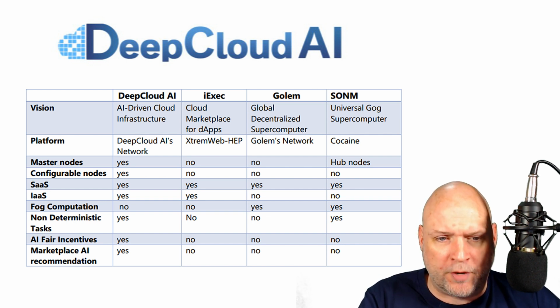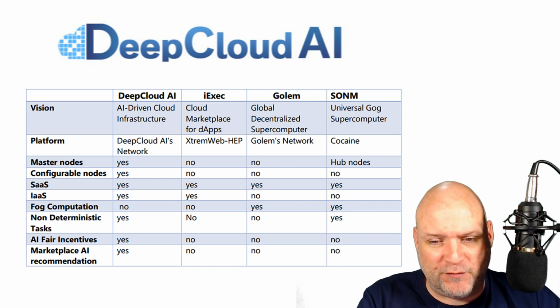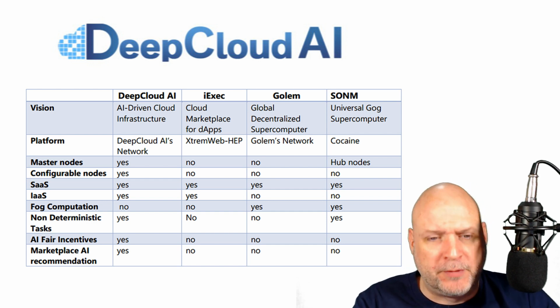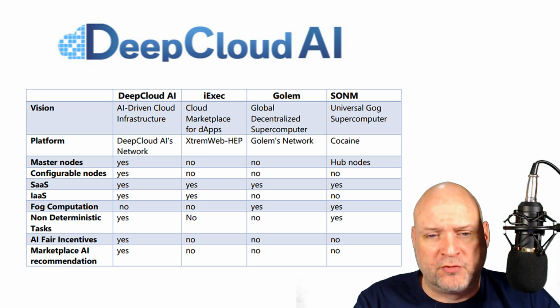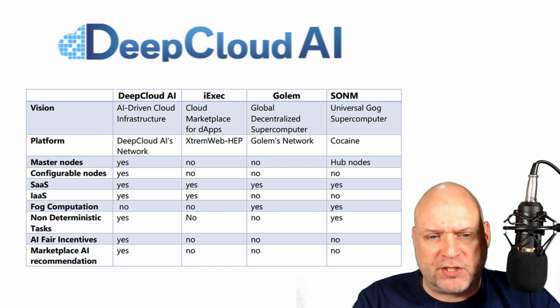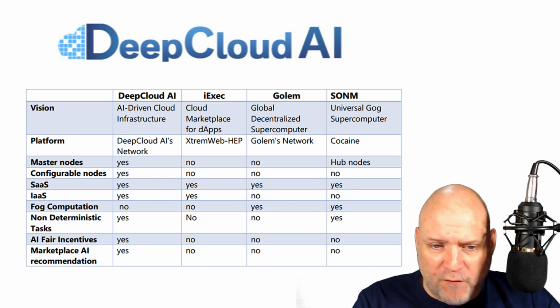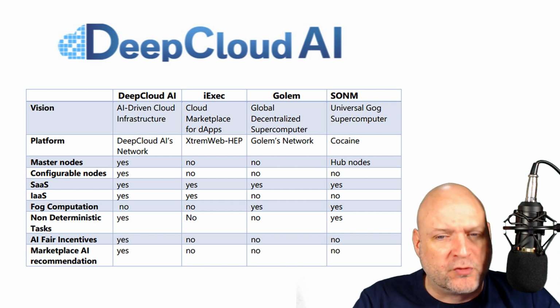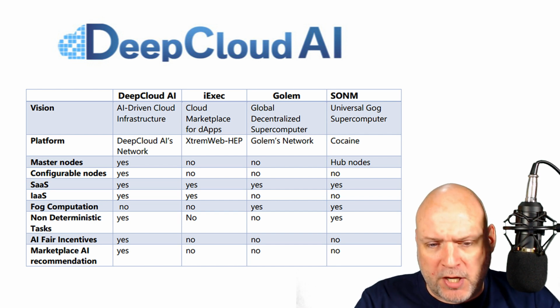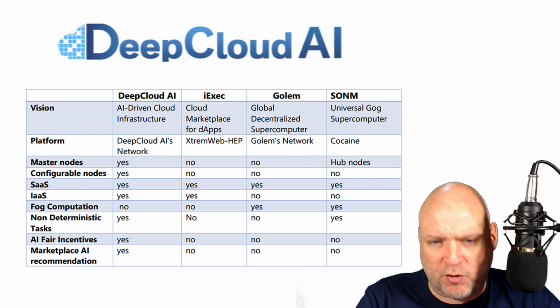So in terms of how they square up against the more well-known, more established decentralized cloud infrastructure projects like Golem and Sonam, they are offering masternodes, which will be obviously quite interesting for those of you that are involved in running masternodes. So in terms of how they stack up against the more established competition, we can see that they're going to be running masternodes. They're going to be configurable nodes as well. They're going to offer software as a service, internet as a service, no fog computation, which its rivals Golem and Sonam offer, non-deterministic tasks, artificial intelligence, fair incentives, and they're also going to have a marketplace where the AI will recommend the best solution for your business or your needs.